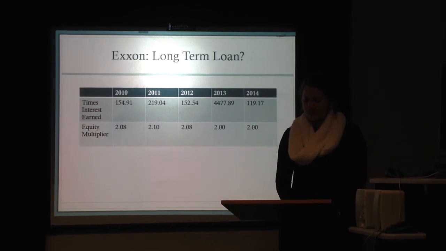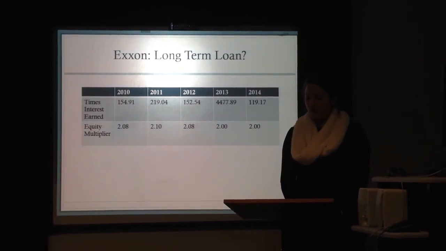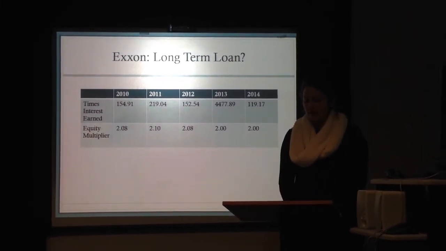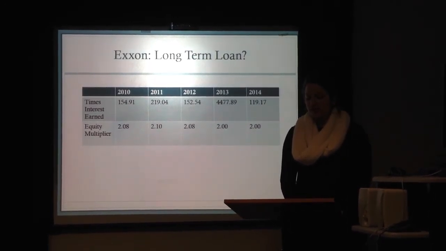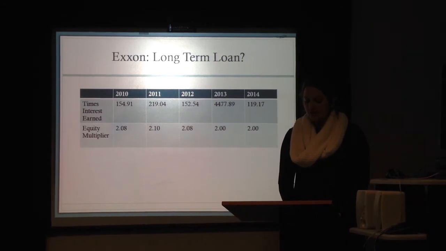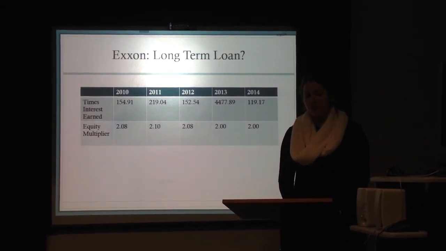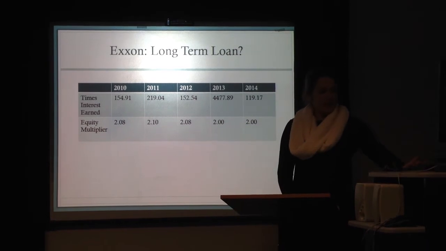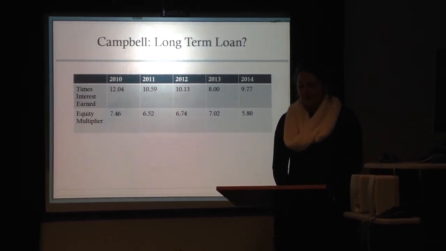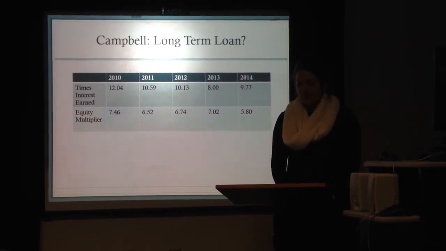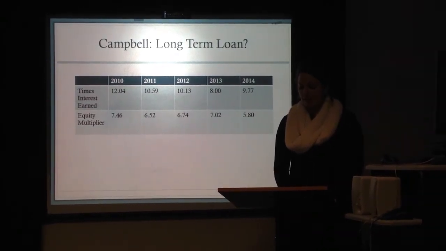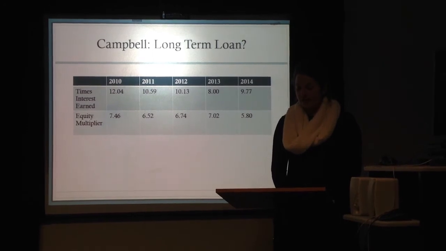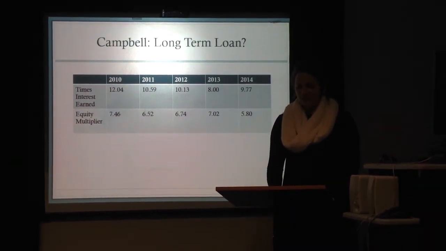Looking at Exxon, we see that they have a very high times interest earned ratio, with what appears to be a spike in 2013. While a high times interest earned ratio could mean a company has undesirable lack of debt, Exxon's ratios, with the exception of 2013, seem to be relatively stable. Campbell has a solid times interest earned ratio. In the past 5 years, it hasn't dropped below 1. However, they have a much higher equity multiplier than Exxon, which can be dangerous. At its best, 83 cents of every dollar in asset is funded by debt.